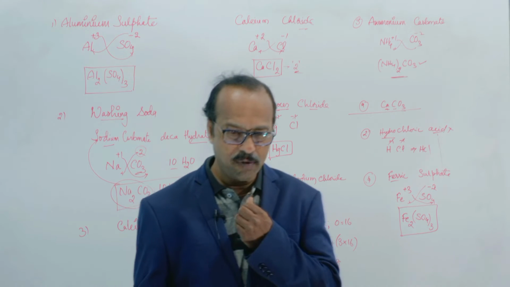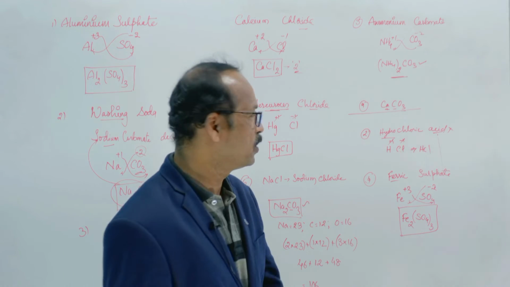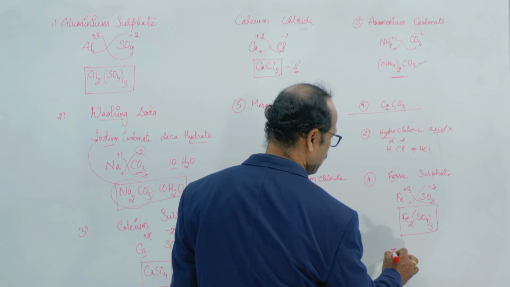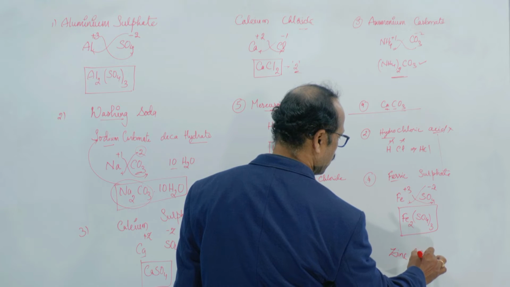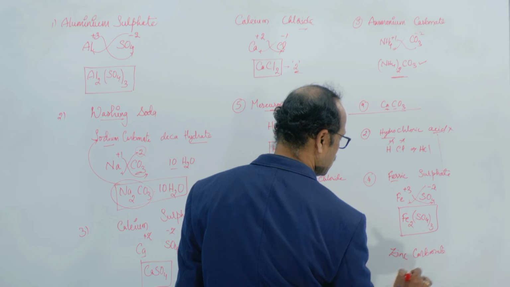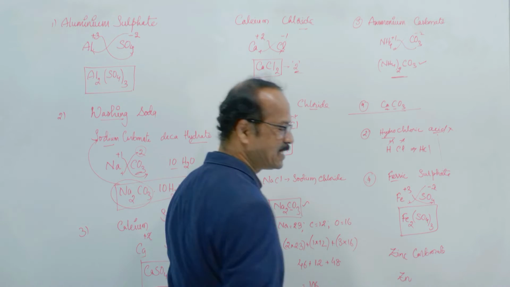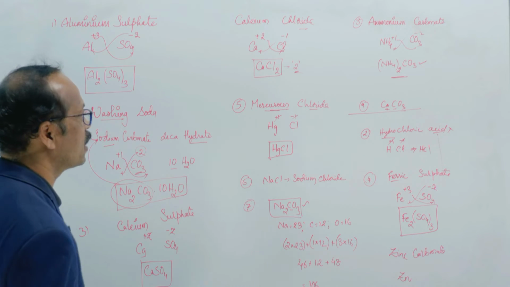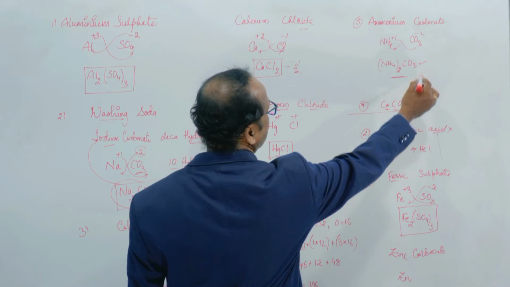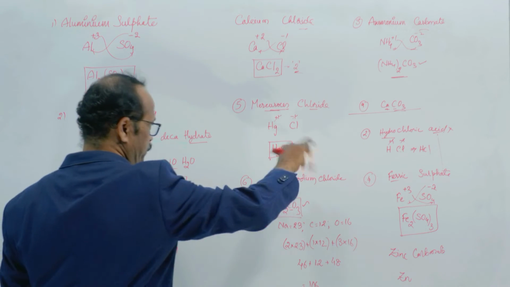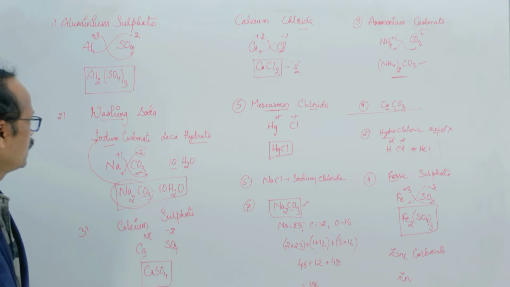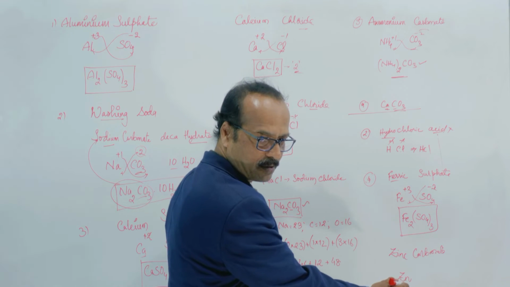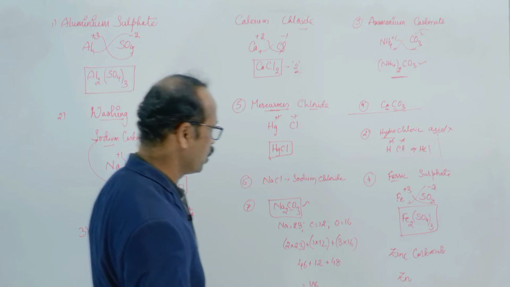Then the chemical formula of zinc carbonate. You say this one now. The symbol of zinc is Zn. Carbonate we have seen many times already, it is CO3. Can you see? No. Okay.